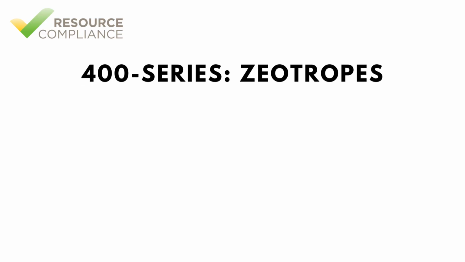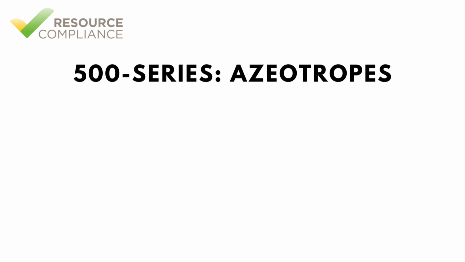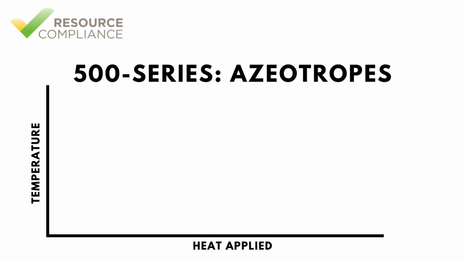The 400 series is reserved for refrigerant mixtures called zeotropes. Zeotropes tend to separate during boiling, which causes the refrigerant to have a temperature change, called a glide, during boiling. The 500 series is for a different group of refrigerant mixtures called azeotropes. Azeotropes boil at a constant temperature and therefore behave similarly to pure refrigerants.